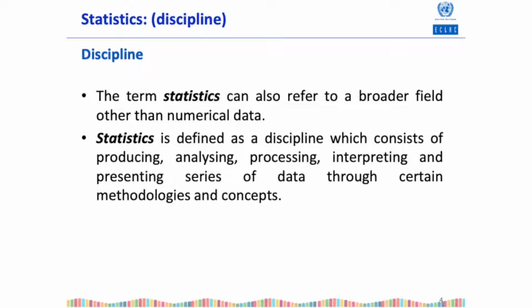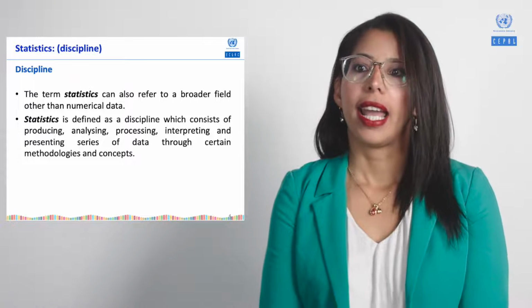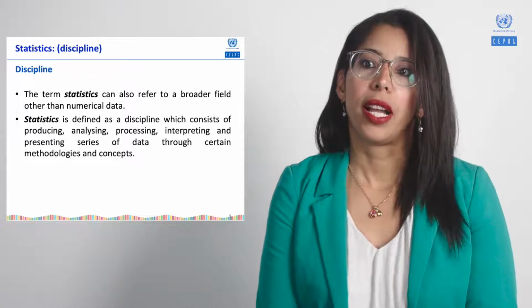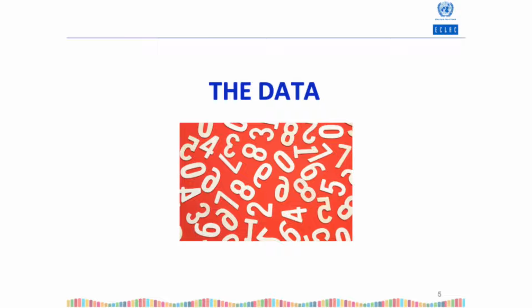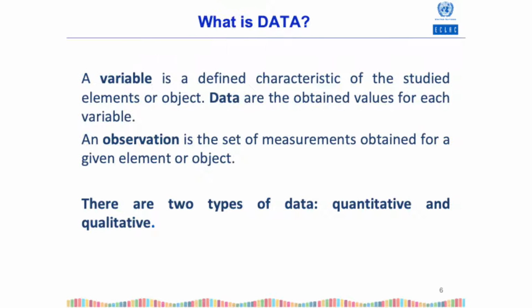As a discipline, statistics is defined as a discipline which consists of producing, analyzing, processing, interpreting, and presenting a series of data through certain methodologies and concepts. The data. A variable is defined as a characteristic of the study elements or objects. Data are the obtained values for each variable. An observation is the set of measurements obtained for a given element or object.